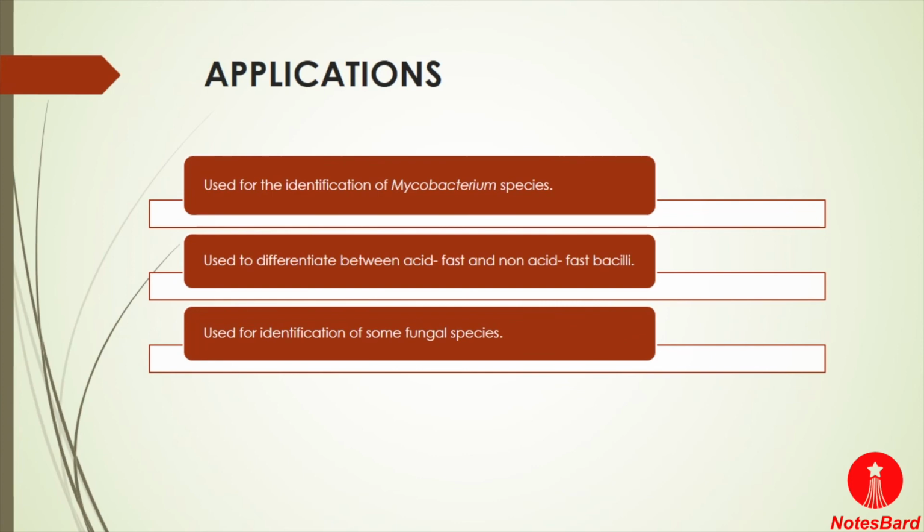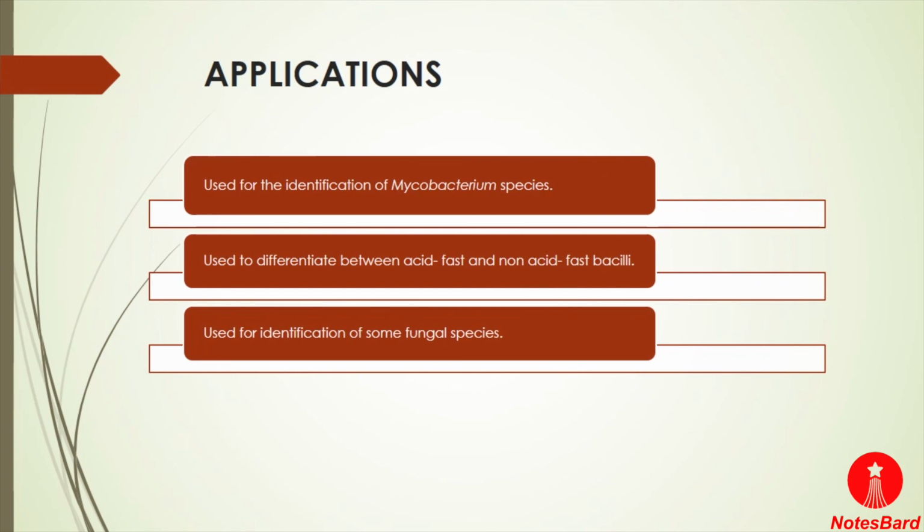Now let's discuss the applications or the uses of Ziehl-Neelsen staining. Basically the main important significance of this staining method is the identification of different types of Mycobacterium species. As we have discussed, this staining method is mainly used for the identification of Mycobacterium species, and the species Mycobacterium tuberculosis, which is a pathogen for tuberculosis in humans, was first identified by this method also.